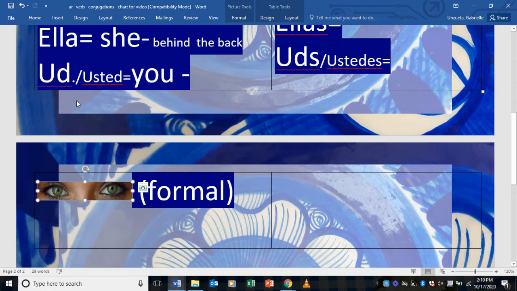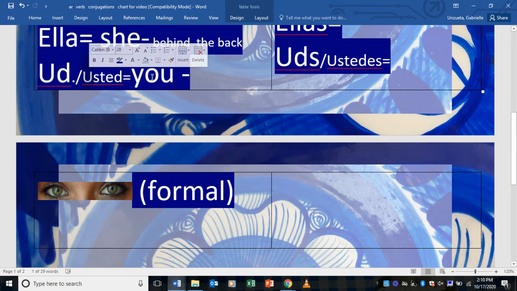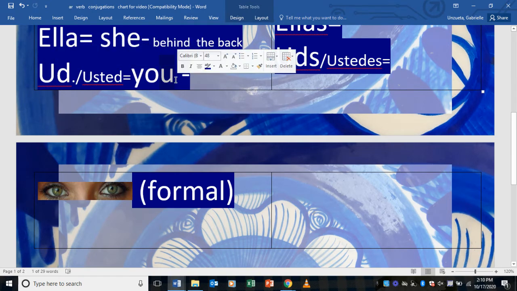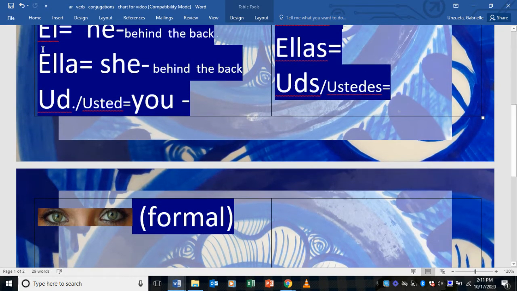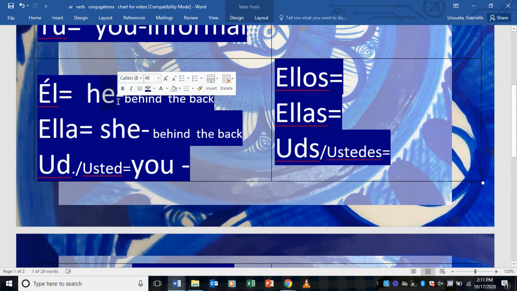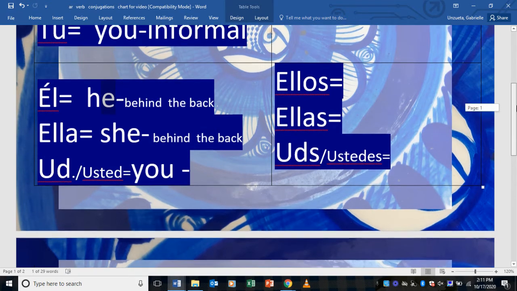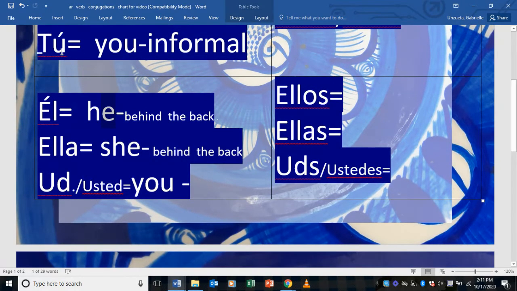Okay, now let's do the u connection. Let's look at the u. The u matches with the u, matches with the u. We see all the u's matching up, don't we? Let's do the e connection. The e matches with the e, matches with the e, matches with the e. And so we do the e connection. Now, I need your opinion, stallions. This one right here, tú, you. Should I include behind the back or should I put the eyeballs for this one?